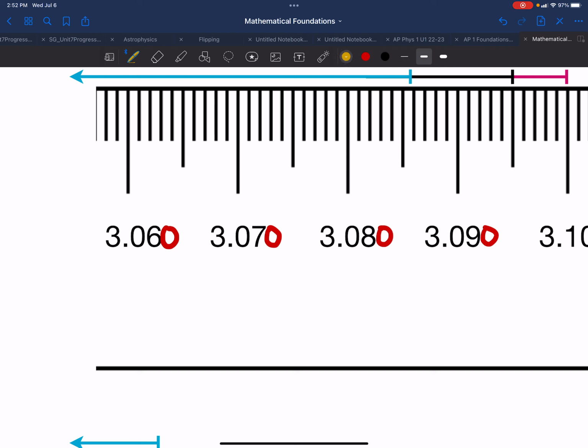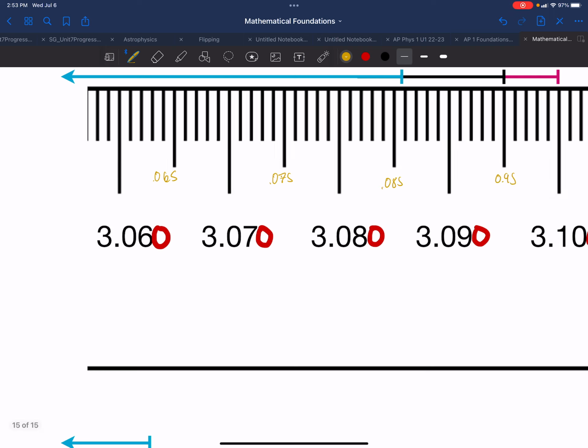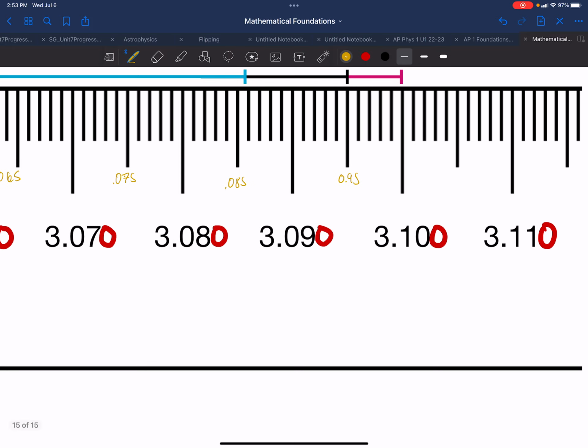Since this is a halfway mark, this would be 0.065. 0.070, 0.075. And here we have 0.085. And here we have 0.095. And then here we would have 0.105.